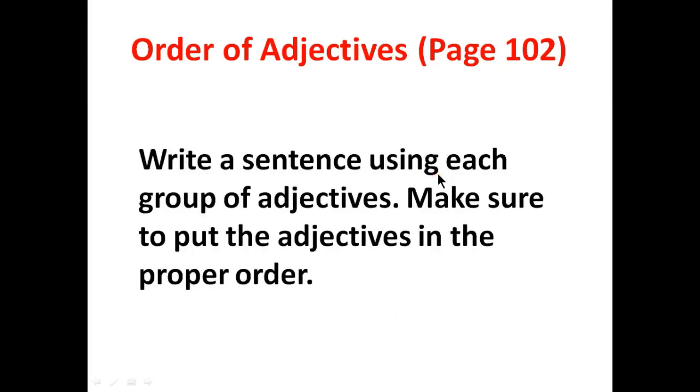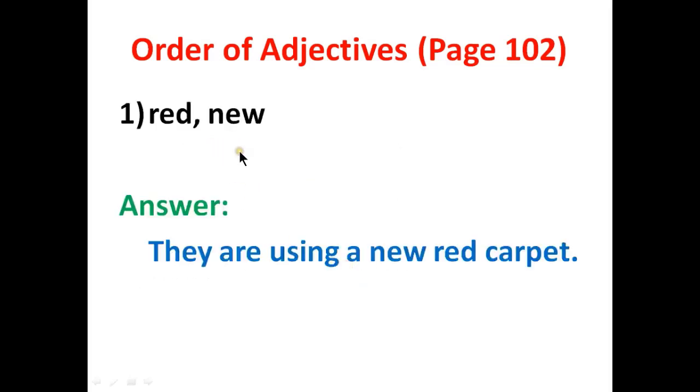Now we will do the main exercise on page number 102. You will write a sentence using each group of adjectives. Make sure to put the adjectives in the proper order. Question number 1 has only two adjectives. You can write any sentence. It's not necessary to copy what I'm writing. You can write with your own creativity, but the sentence should have correct spelling, meaning, and a good order of adjectives.